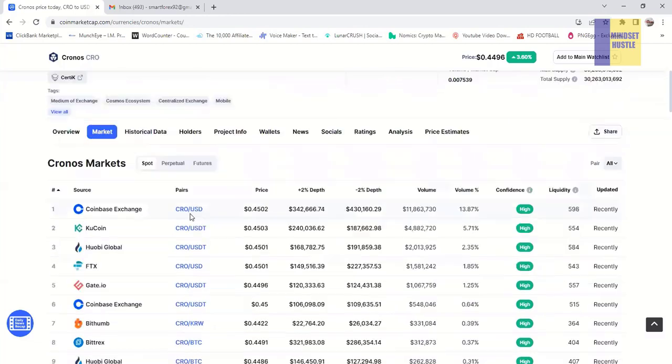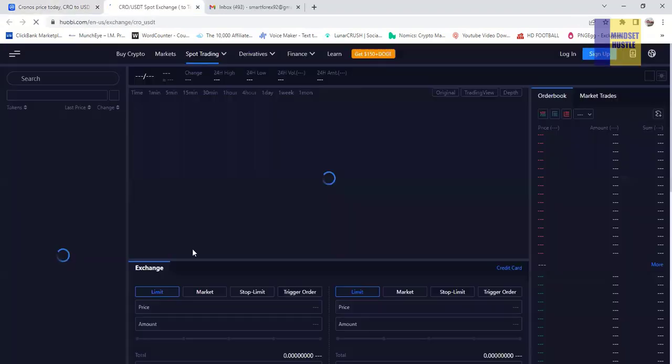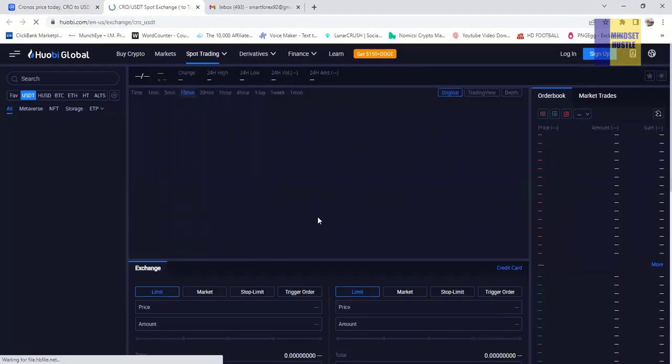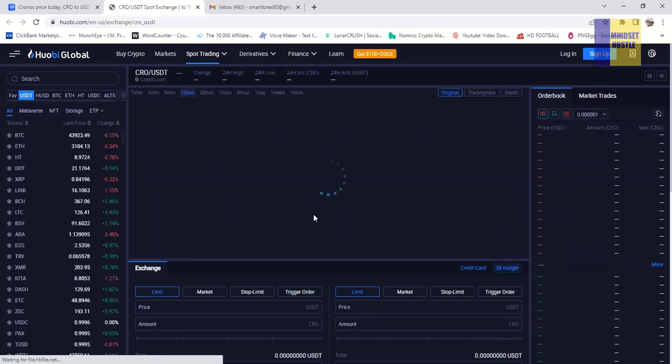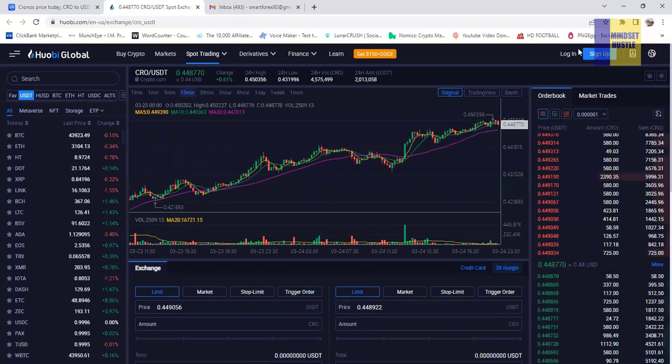All right. So for example, let's say we want to buy from Huobi Global, we will click on the pair here, CRO/USDT. As you can see, once you click there, it brings you to the Huobi trading platform. All you need to do is log in to your account, and then you can buy your CRO using USDT.